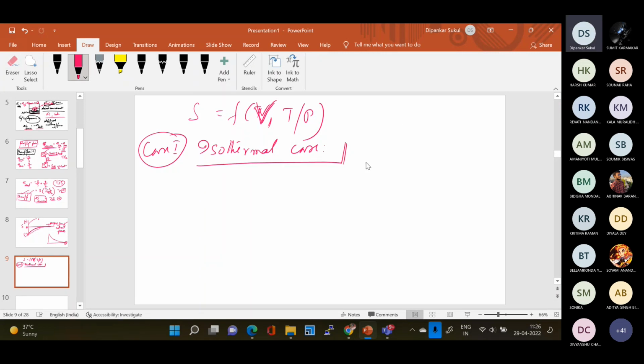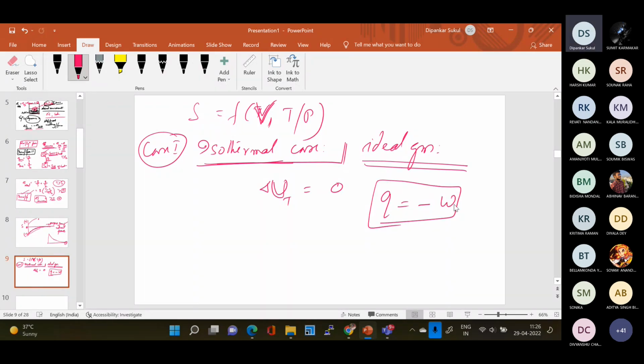And for simplicity, we are considering an ideal gas. Isothermal process for an ideal gas. What does it mean? There will be no change of internal energy, and hence Q will be equal to minus W. From the first law, Q will be equal to minus W. Now, what is the expression of W for an isothermal change for an ideal gas? Minus nRT ln V2 by V1.